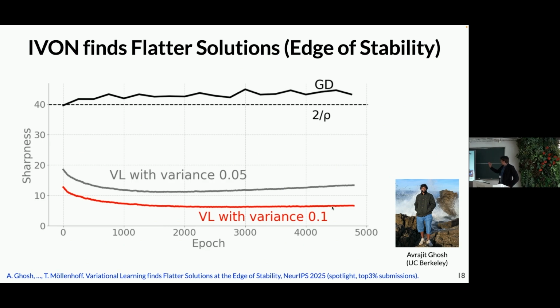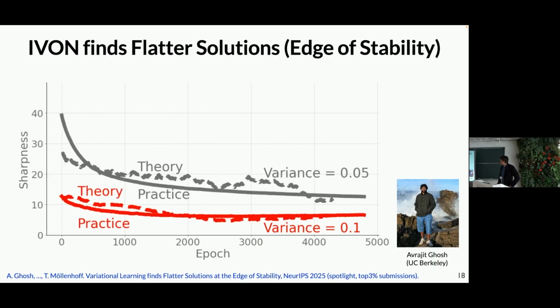So is there a similar theory that tells us, okay, this will be around 2 over rho? And this is the contribution of the paper: we also have a theory which predicts the sharpness of the training with IVON. So the largest eigenvalue of the Hessian predicted by the theory is very similar to what we observe in practice. So our bounds match the empirical results.